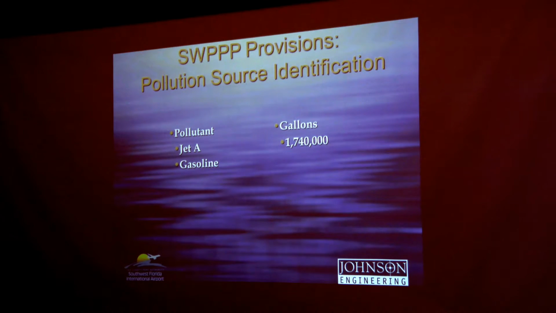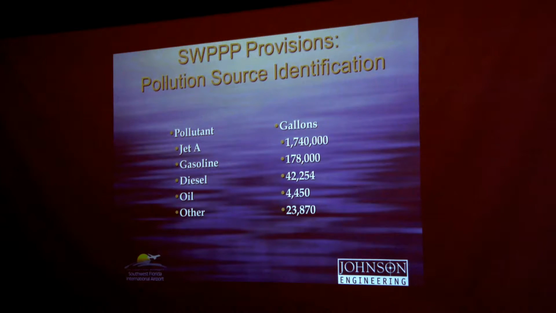Gasoline is our next big guy. Anybody have a guess of gasoline on site? 10,000? 200,000, I like that one. 178,000 gallons of gasoline stored on site. Diesel fuel is up next. 300,000? About 42,000. Oil at about 4,500 gallons. And then other pollutants that we store here on site, just under 24,000 gallons.